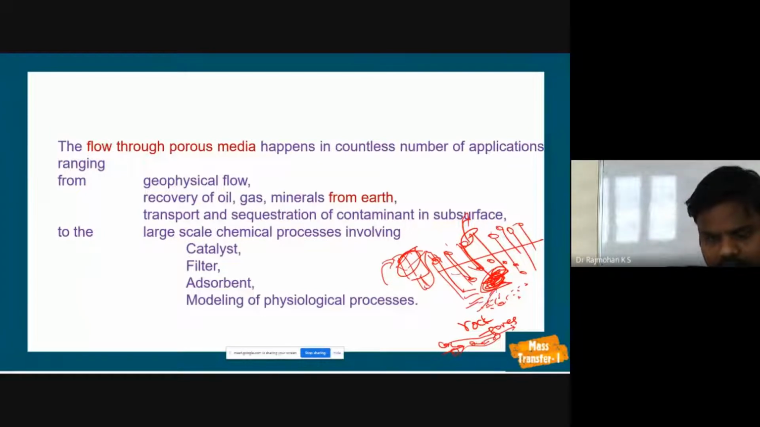Okay, so that way we are having flow through porous media. If you come to the chemical industry, as I explained yesterday, we have catalyst reactions, or if you're using some polymer membrane filters. If you are talking about membrane filters, I will take that as a case study now.